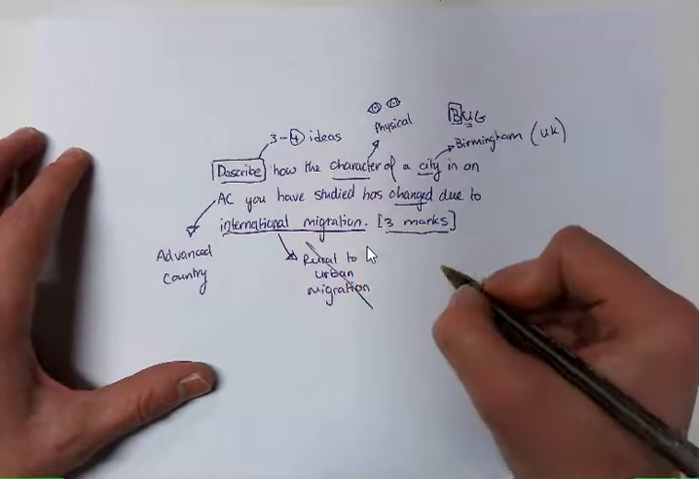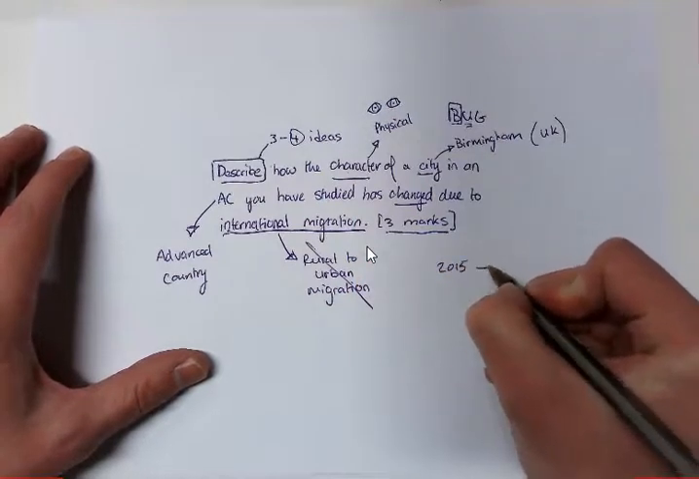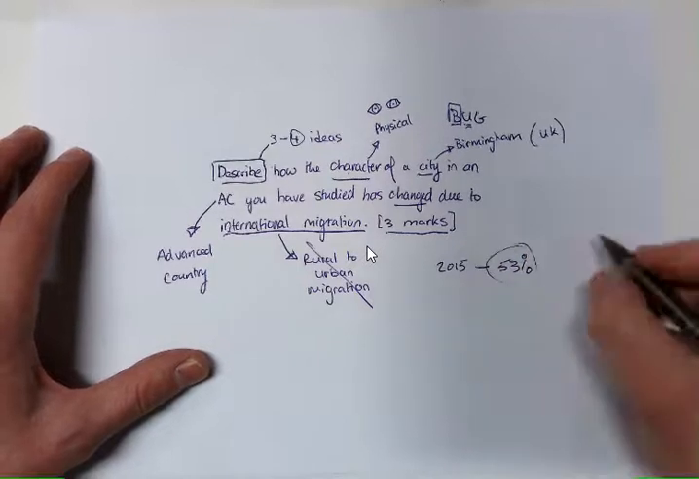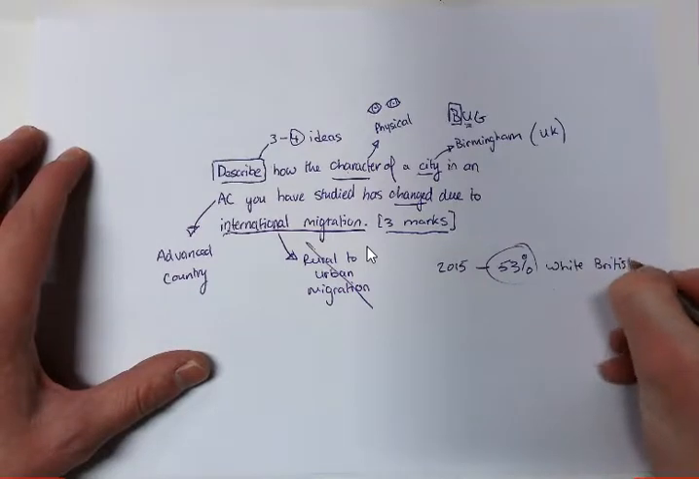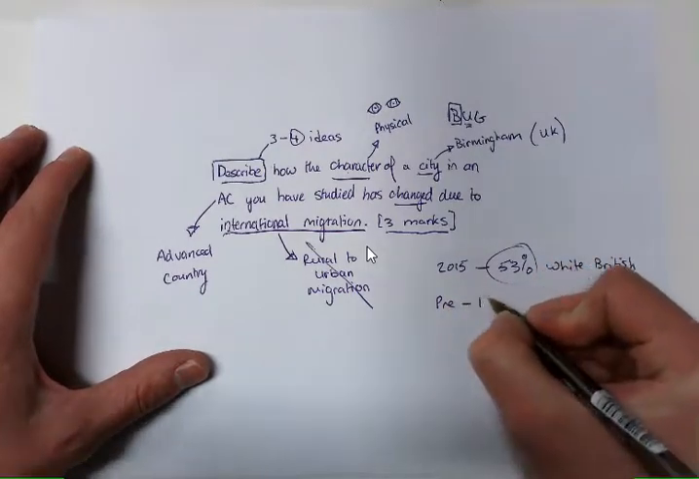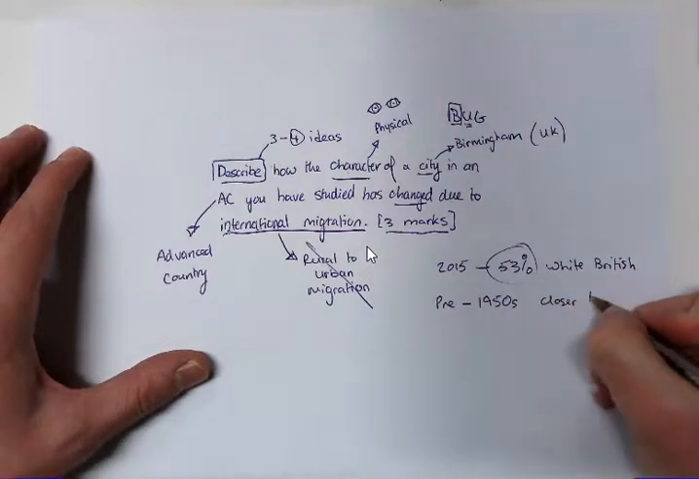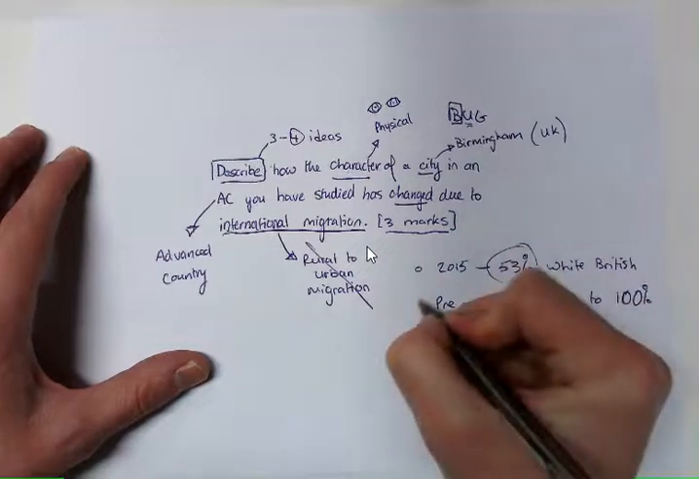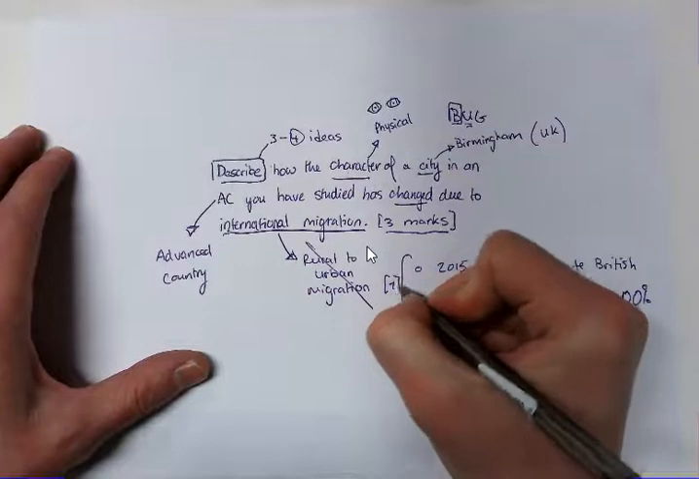Now, what we're going to start off by saying is, for these 3 to 4 ideas, some data can be really useful. So we know that in Birmingham by 2015, and you can look up the change to the data, 53% of the population was white British. If you went back to the 1950s, 1960s, or pre-1950s, that would have been much closer to 100%. So it's changed significantly, and how has it changed? So that's one idea that you could have here.